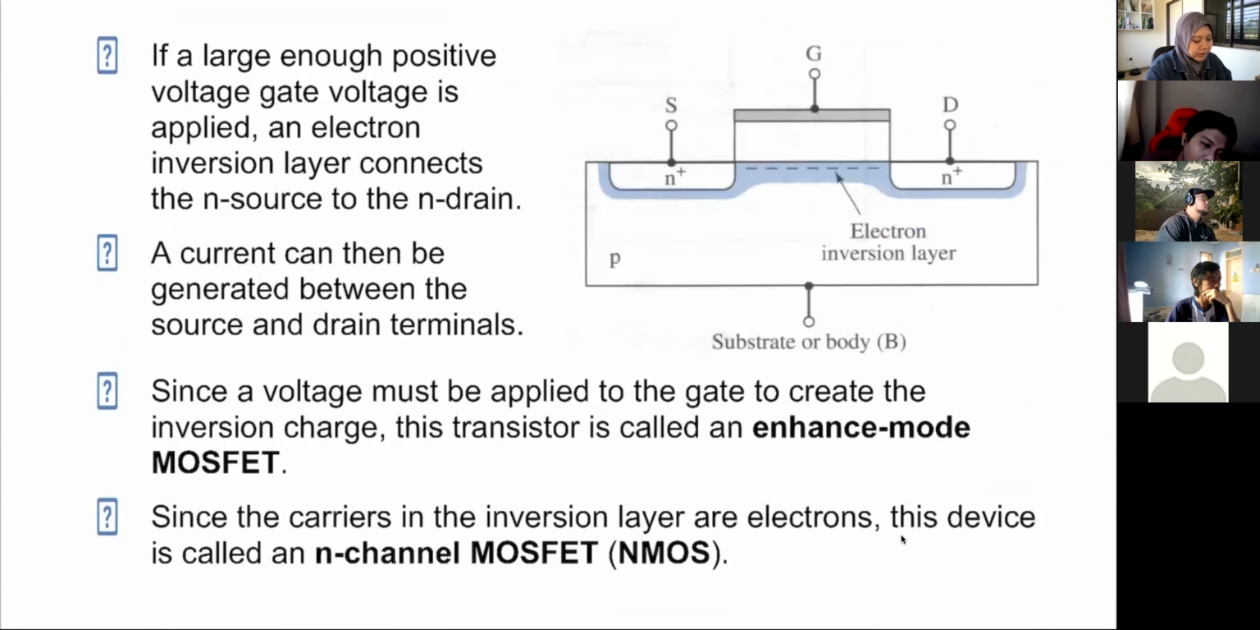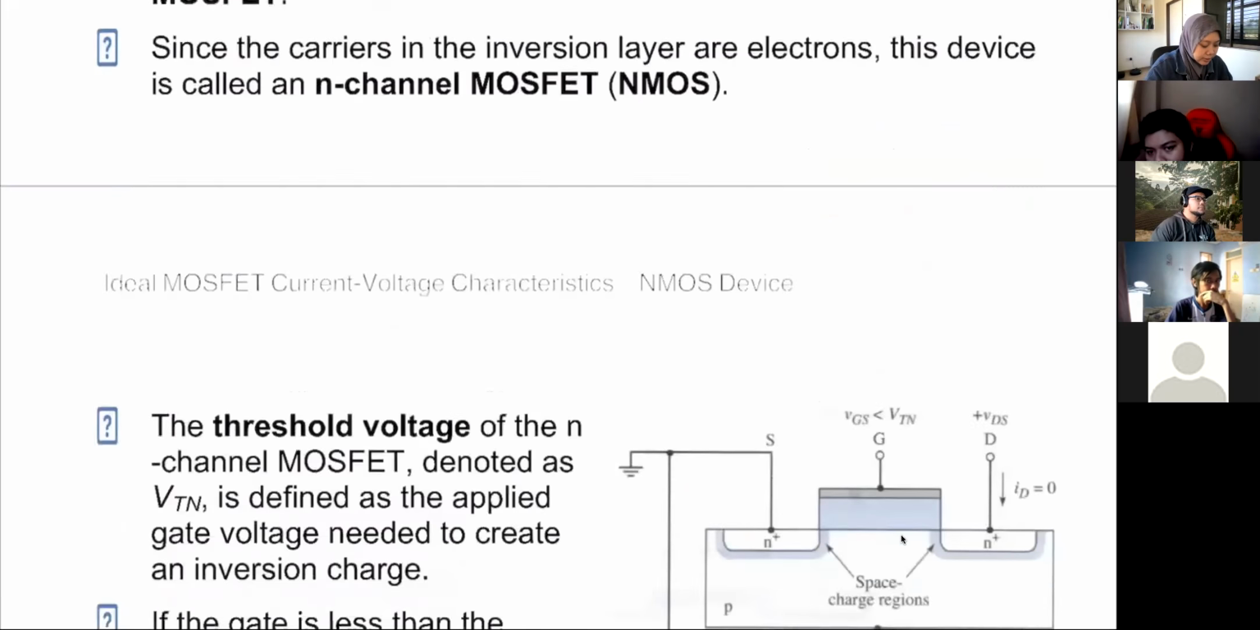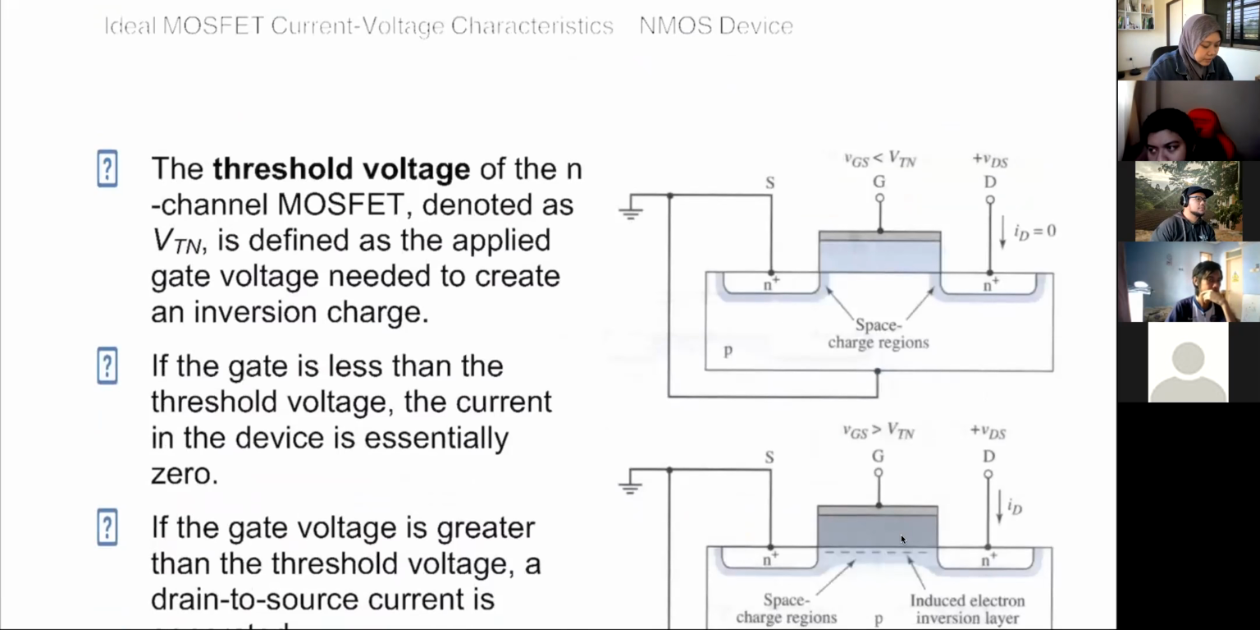So when you apply a voltage, and then to create this inversion charge or this inversion channel over here, this transistor is called enhanced mode MOSFET. So one is the name, enhanced mode MOSFET. And so NMOS means N-channel MOSFET, whereby the channel is made of N, meaning electron. If it's PMOS, it will be P channel, which is the channel is due to the hole. Okay, so I'm just recapping from last time.